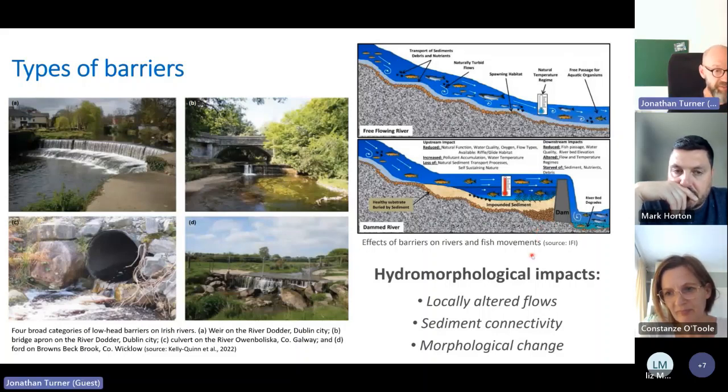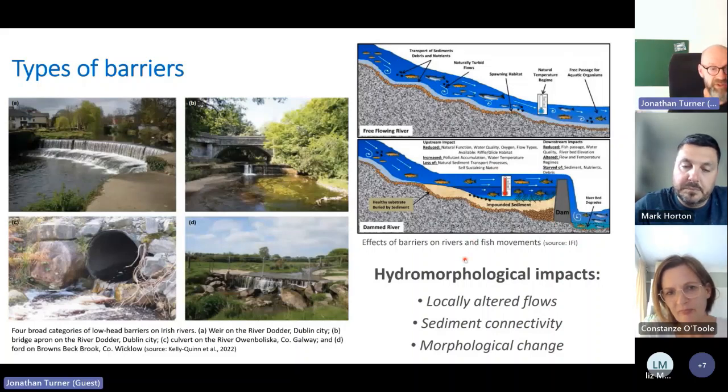So the hydromorphological impacts, I guess in summary. Hydromorphology is actually a term that is not that old. It really came in with the Water Framework Directive in 2000. It combines the hydrology, so the flows. These structures locally alter the flows, so you go from free-flowing, faster, variable water depth, but relatively fast-flowing water, to slow-flowing water, certainly upstream.